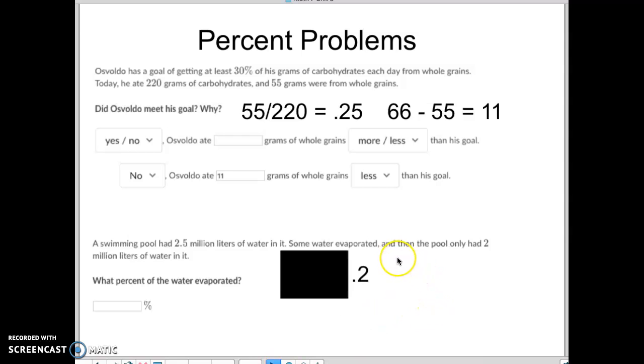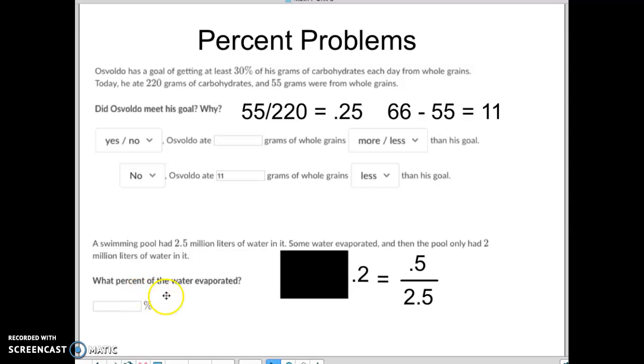Quickly, how much evaporated? If he had 2.5 million and now he only has 2 million left, you might go that 0.5 million evaporated. He started with 2.5 million, and we simply divide those two out. Take 0.5 divided by 2.5, and that will equal, let's put an equal sign in there, and not a plus sign. When we divide that, that equals 0.2.